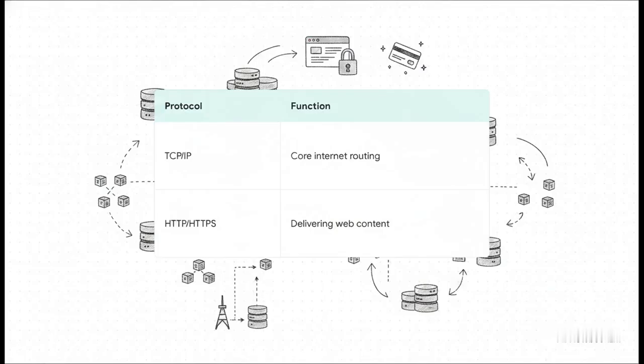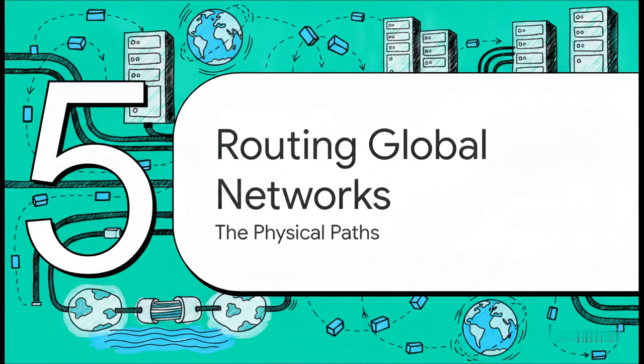The absolute backbone of how this works is TCP/IP. The IP, or Internet Protocol, routes the packets to the right address. TCP, Transmission Control Protocol, is the manager, ensuring those packets actually arrive and get put in the right order. Meanwhile, sitting on top of that is HTTP or HTTPS. That's the protocol fetching and formatting the actual text and images for your browser. And that S in HTTPS, super important. It means it's secure, encrypting your data like credit card numbers so nobody can intercept it. All right, section 5, routing the global network.